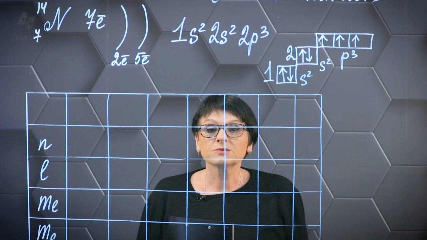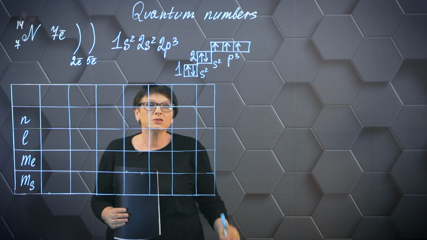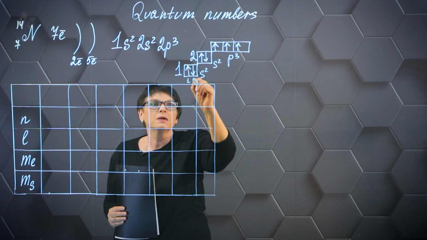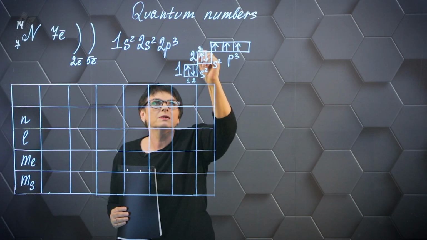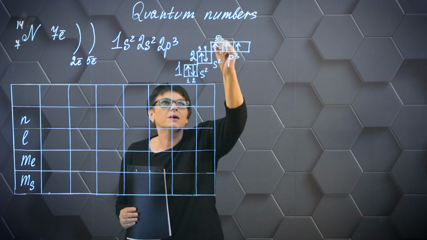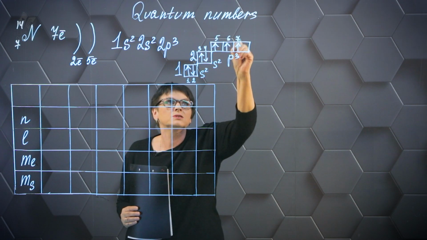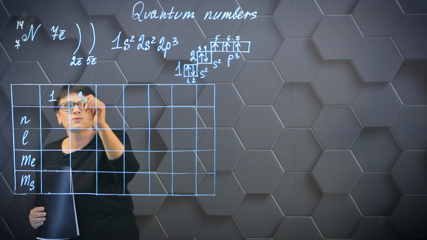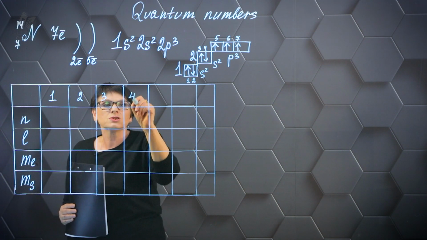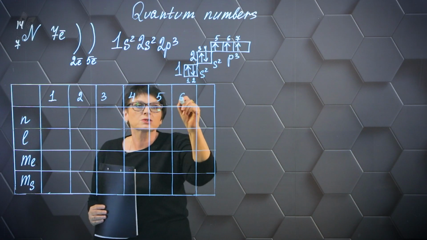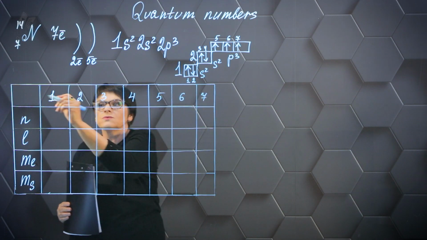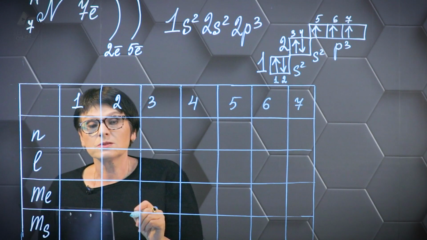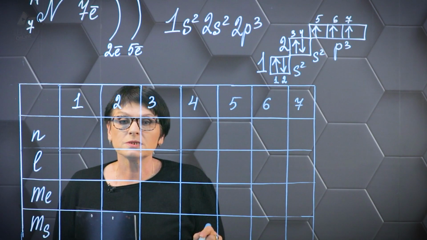So now let's write out a set of quantum numbers for each of these electrons. So this is the first electron. This is the second. The third, the fourth, fifth, sixth, and seventh. Let's put these numbers here. First electron, second, third, fourth, fifth, sixth, and seventh. So this is where we have our electrons. Nitrogen has 7 of them. Let's give the quantum numbers for each of these electrons.